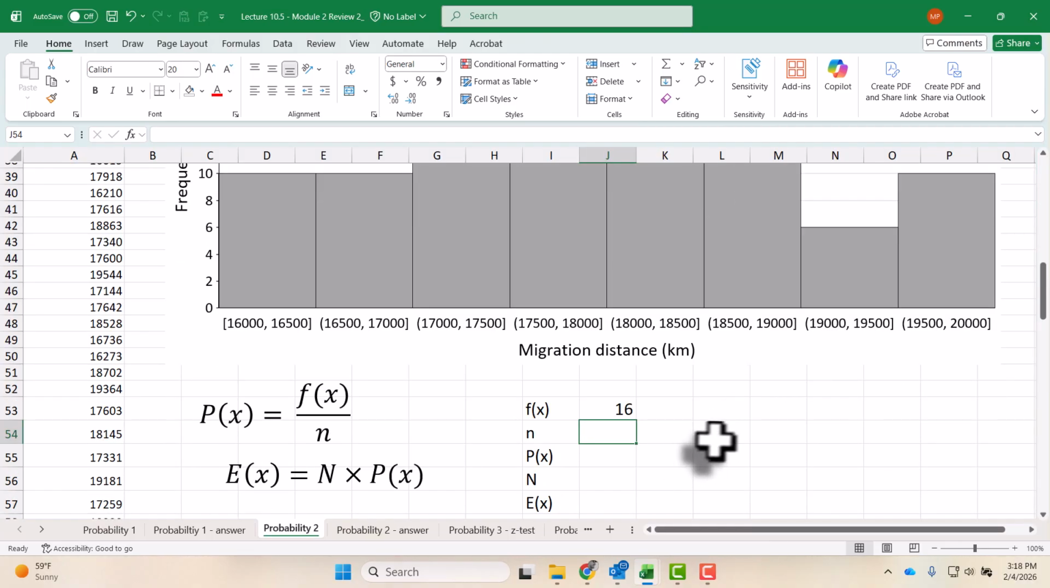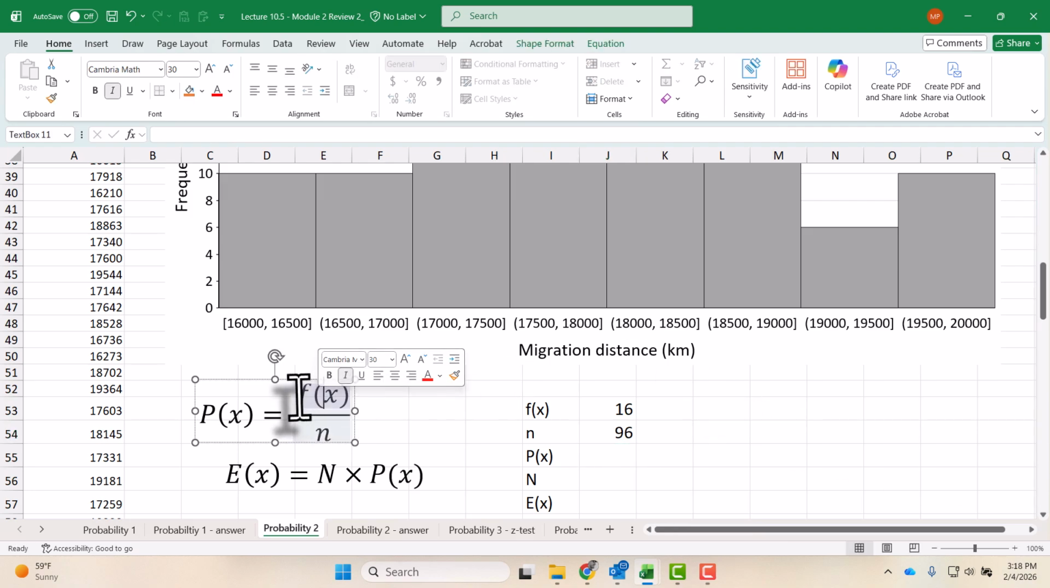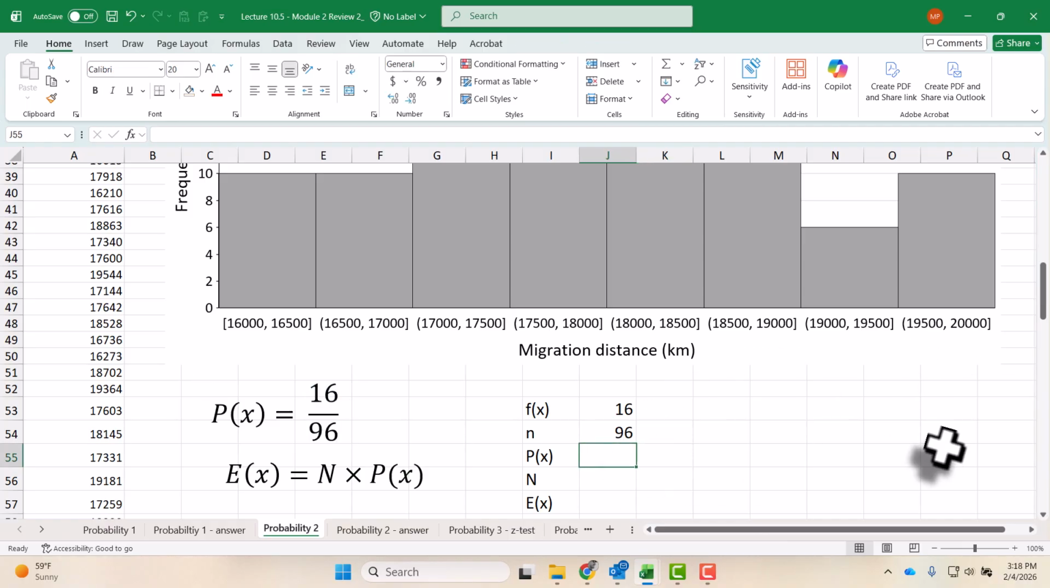We take the summation of those groups, that's going to give us 96. So we can take our formula for P of x, we can put 16 into the numerator, in the denominator, we put 96. We can make this calculation, and again, as a probability, this needs to be between 0 and 1, and what we see is 0.167.